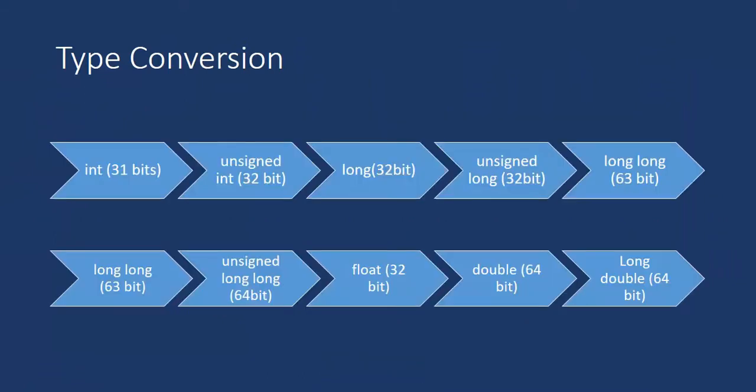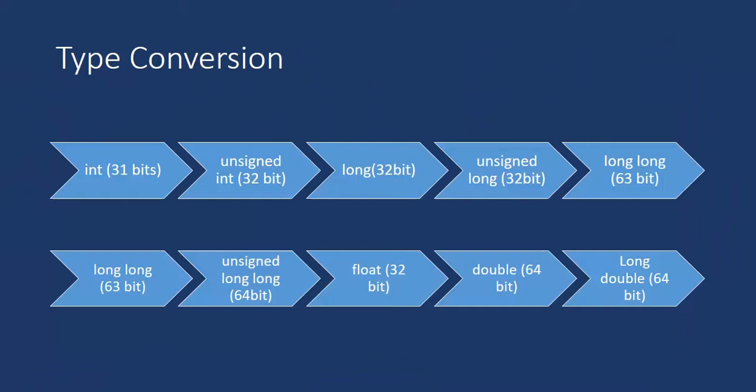So for type conversion, the basic logic is that if you are converting from one data type to another data type, and the destination data type has a larger memory space, then you are not going to lose any data. But if the destination data type has smaller memory space than the original, then you are going to lose some data or bits, which will change your value.